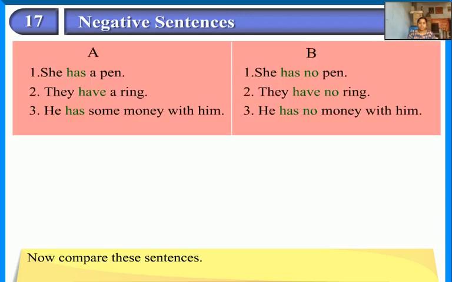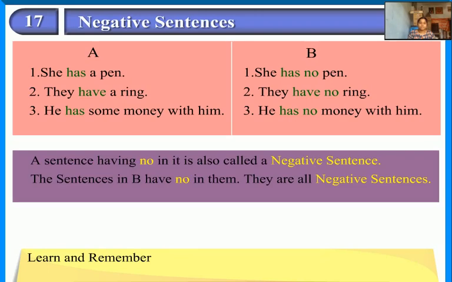Now compare these sentences. She has a pen. She has no pen. They have a ring. They have no ring. He has some money with him. He has no money with him. Learn and remember. A sentence having no in it is also called a negative sentence. The sentences in B have no in them. They are called negative sentences.